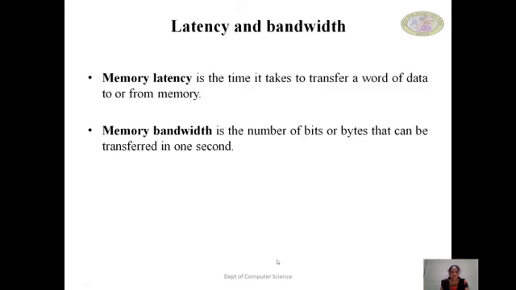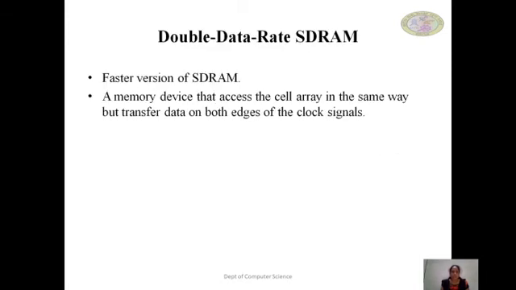Another parameter which is used to measure the performance is the memory bandwidth. A memory bandwidth is the number of bits or bytes that can be transferred in 1 second. That is, how many bits or bytes are transferred in 1 second. So in order to improve the performance of a synchronous DRAM, a faster version of synchronous DRAM has been provided. We call it a double data rate SDRAM. In short, it is called a DDR SDRAM.